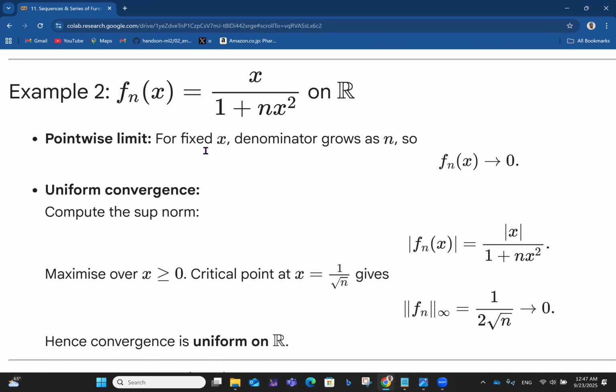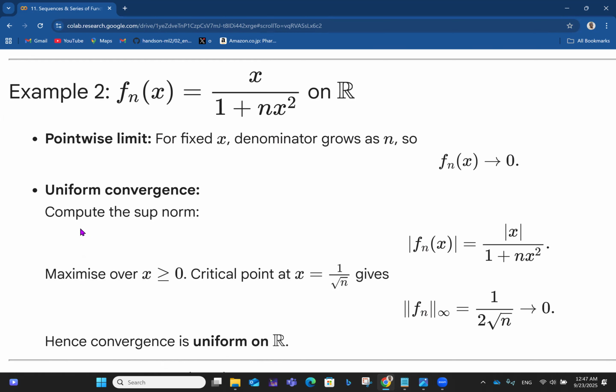So what we are saying here is that for any fixed value of x, as n is growing, this whole denominator will become larger and larger. And as this denominator becomes larger and larger, and because x is fixed, the larger n becomes, the likelier this expression approaches 0. So as n approaches infinity, fn of x will approach 0 because it's at the denominator. And once you have a large number at the denominator, you are going to have values closer and closer to 0 as the n value increases. So that's for pointwise limits.